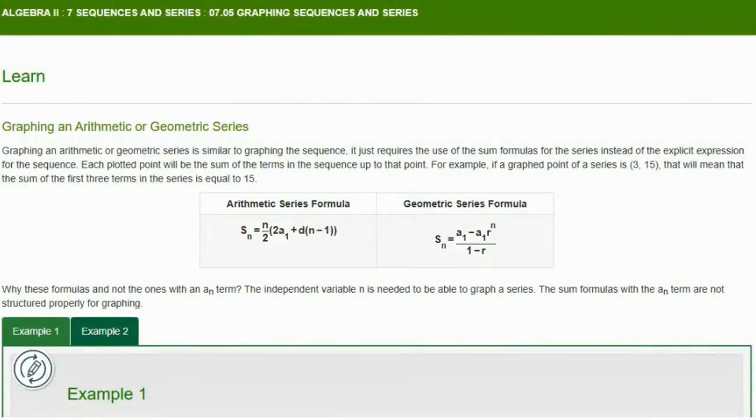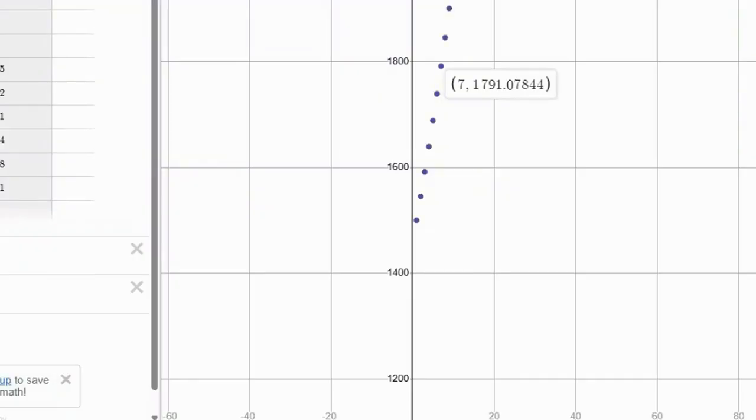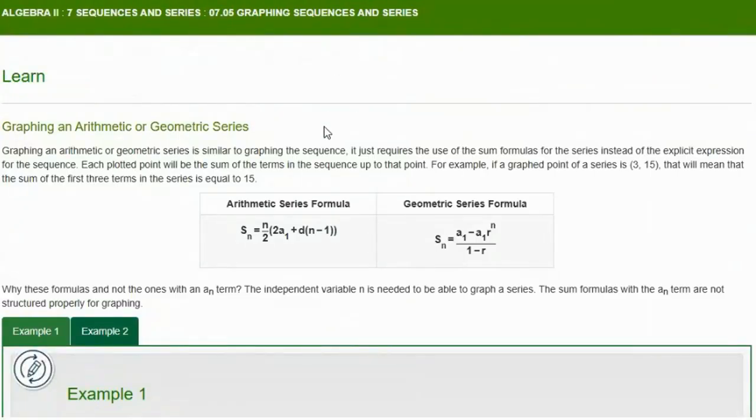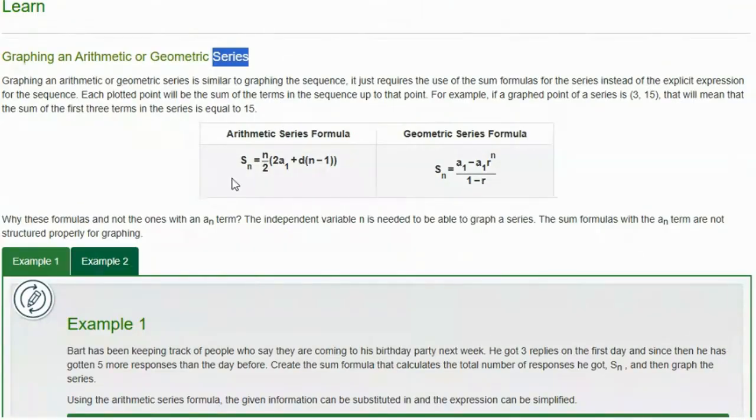We're learning how to graph this with Desmos with a table, just like that. Graphing an arithmetic or geometric series. Now, of course, the series is when all the numbers are being added together. That was a sequence. We were graphing a sequence there. Arithmetic series formula and geometric series formula. These are the formulas we're using, the ones that just use the first term. Both of these just use the first term and the common ratio or the common difference. This is not the ones that use the first and last term.